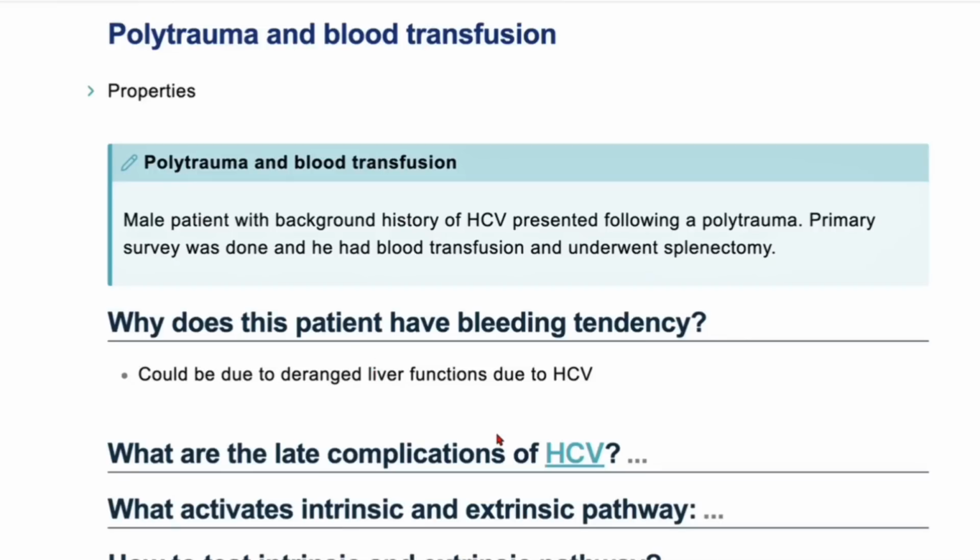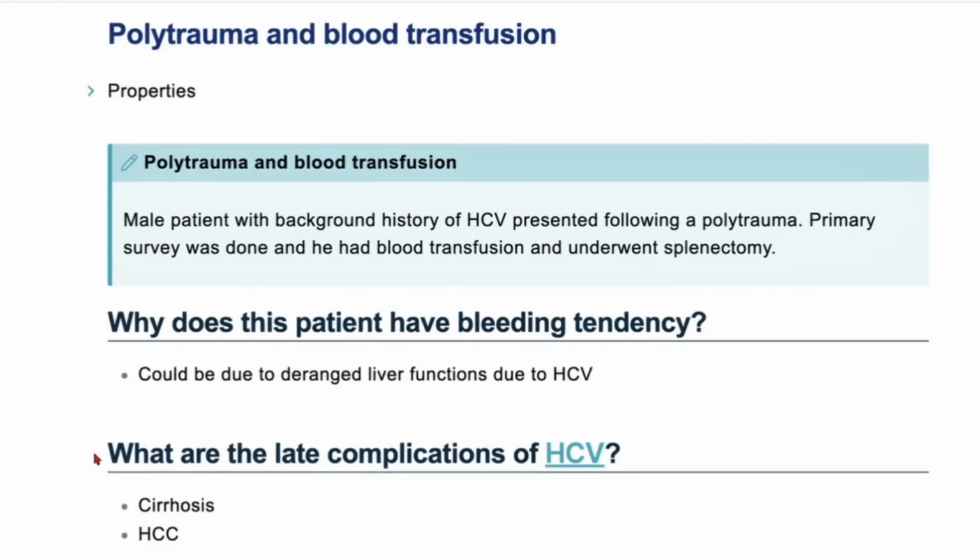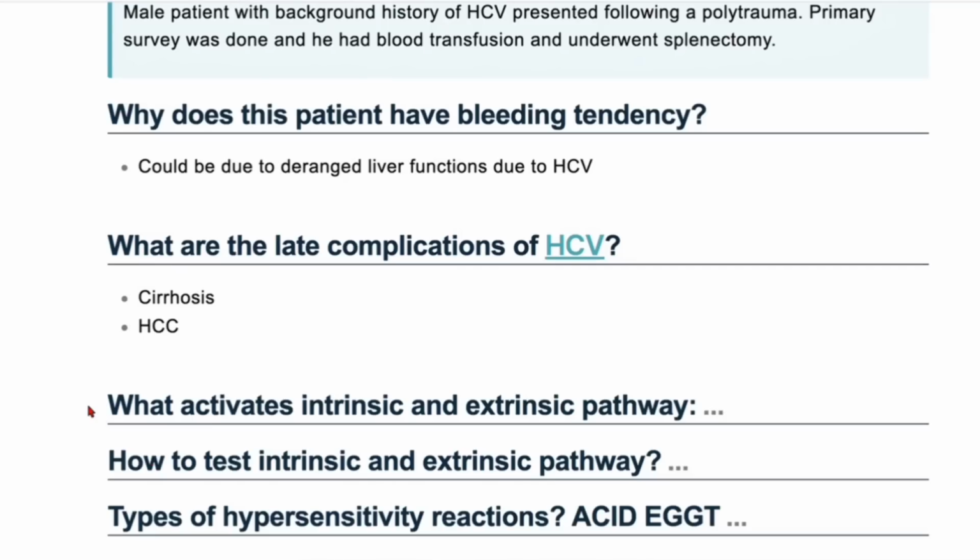What are the late complications of HCV? So the late complications of hepatitis C virus would be liver cirrhosis and hepatocellular carcinoma. And what activates the intrinsic and extrinsic pathway? So the intrinsic pathway is due to direct vessel injury, and that releases or activates factor 12. And the extrinsic pathway is the release of tissue thromboplastin.